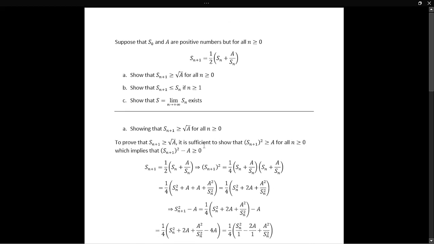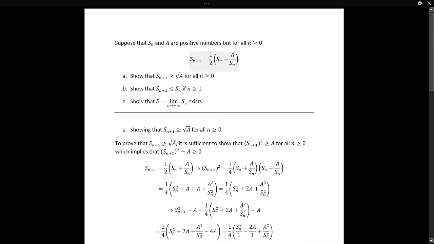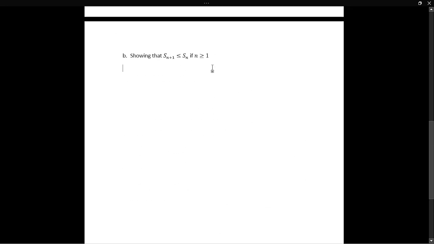Alright, let us move on to proving the second part. The second part says we should show that s of n plus 1 is always less than or equal to s of n. So we begin with what we know about s of n plus 1. This is s of n plus 1 that we have here.